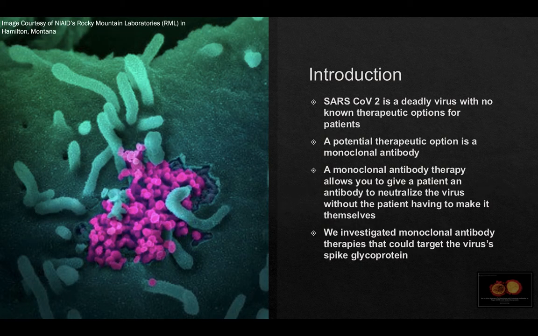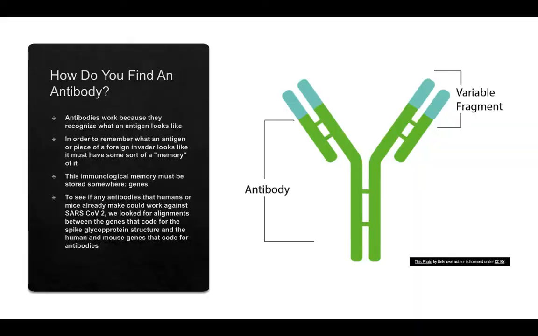So just a brief introduction. SARS-CoV-2 is a deadly virus with no known therapeutic options for patients. I think that's pretty well known. There's a lot of different things in clinical trials, from antivirals to monoclonal antibodies to vaccines. As of yet, nothing really seems to be that effective so far. So we were interested in finding naturally occurring monoclonal antibodies that could neutralize this virus.